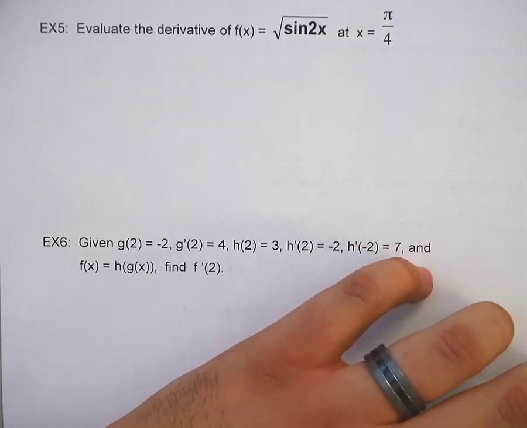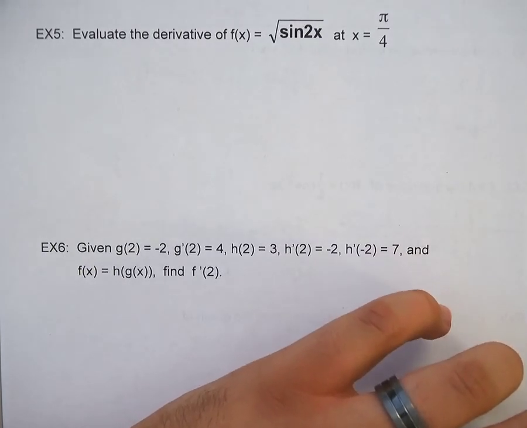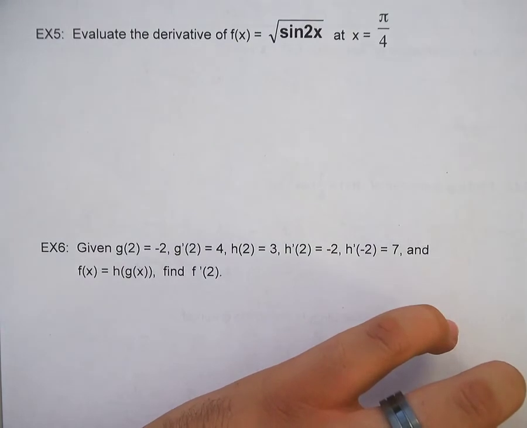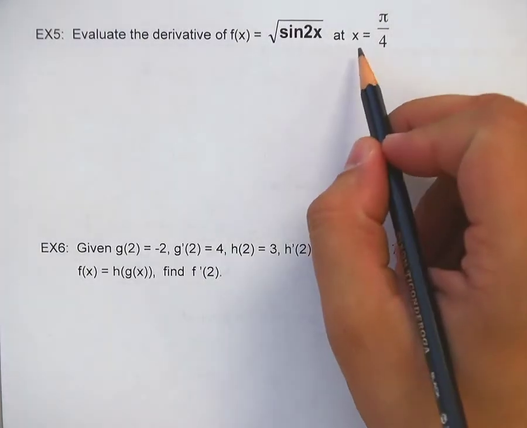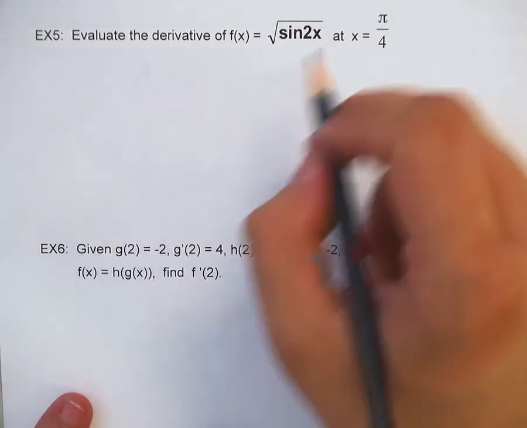So example 5, evaluate the derivative of f of x equals the square root of sine 2x. Ooh, this one's going to be fun. Evaluate the derivative at x equals pi over 4. So they're giving me an x value and going to want me to find the derivative when x is this. So let's set it up.